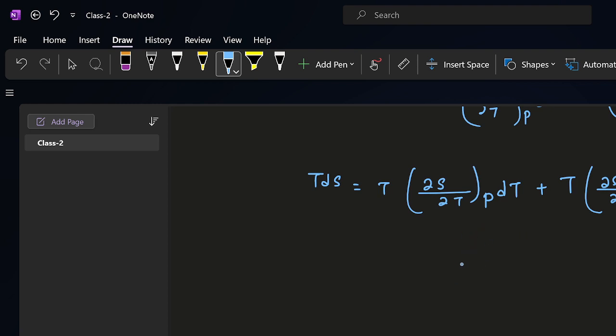Again, by following this, you have to get another thermodynamic potential here, a new thermodynamic potential, just like we had F in the last case.